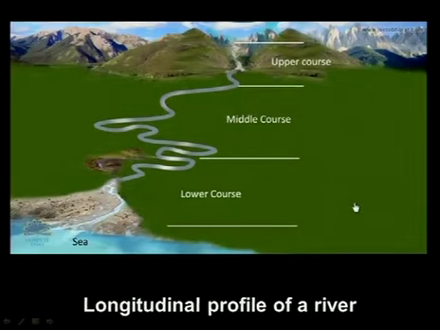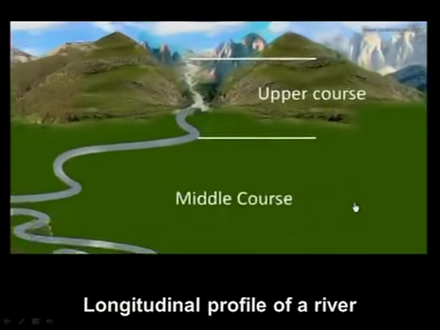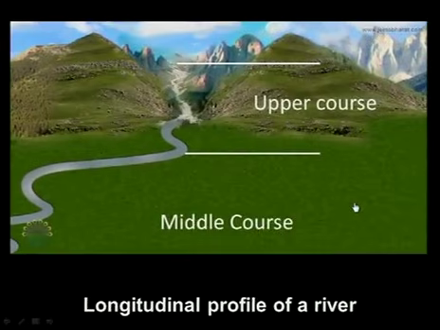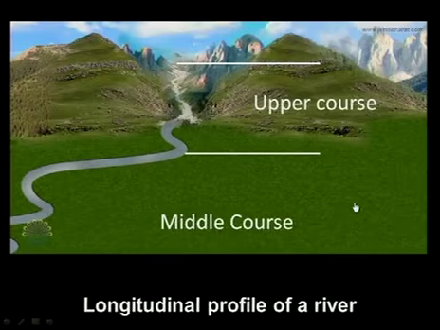The course of a river comprises three distinct parts. First is the upper or the mountain course, where the river originates. Here, the velocity of the water is faster due to the steep gradient. The floor of the valley is narrow and the valleys are V-shaped.